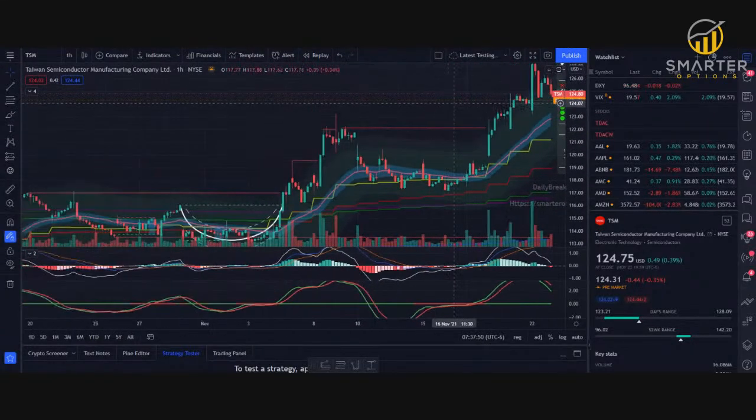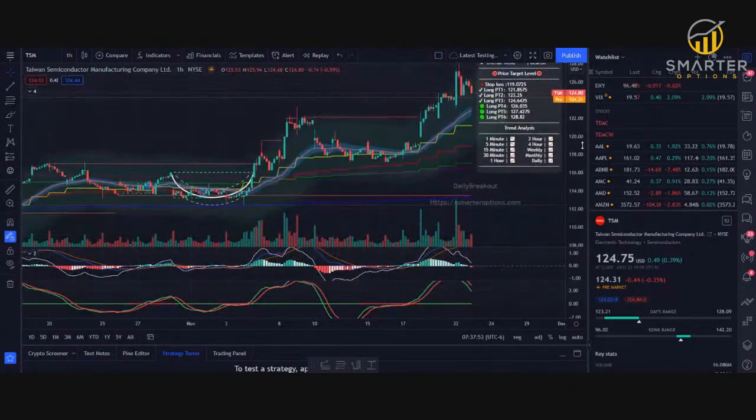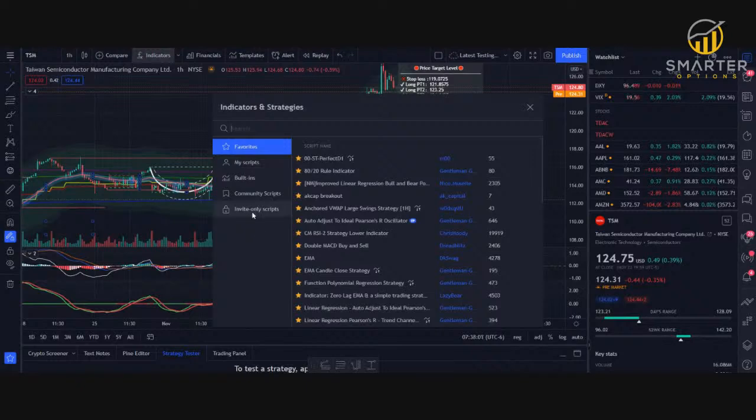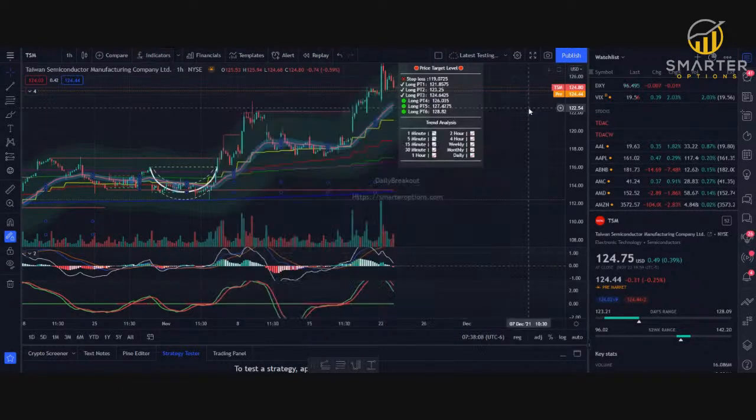So real quick, when we share our indicators with you, what you'll do is go to indicators, invite only scripts, and then select the two indicators given to you by Daily Breakouts. In order for us to do that, please check the instructions, but you need to send your TradingView username to our bot, and that will let us know who to share these with. They will be available at no cost to our quarterly and above members.